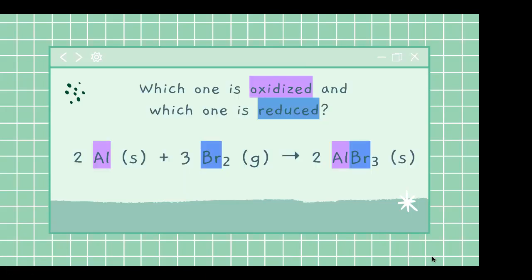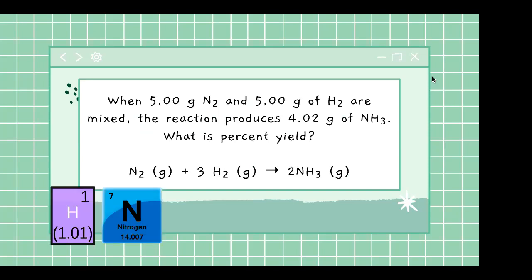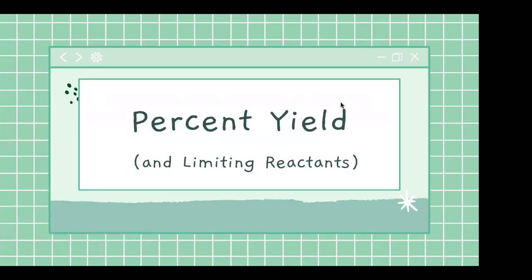Again, this is just the answers for that. This next one is a pretty difficult topic that a lot of students struggle with. Percent yield and limiting reactants are kind of combined into one topic. It is a very long process, but I'll help you do it step by step so you have practice for the exam.